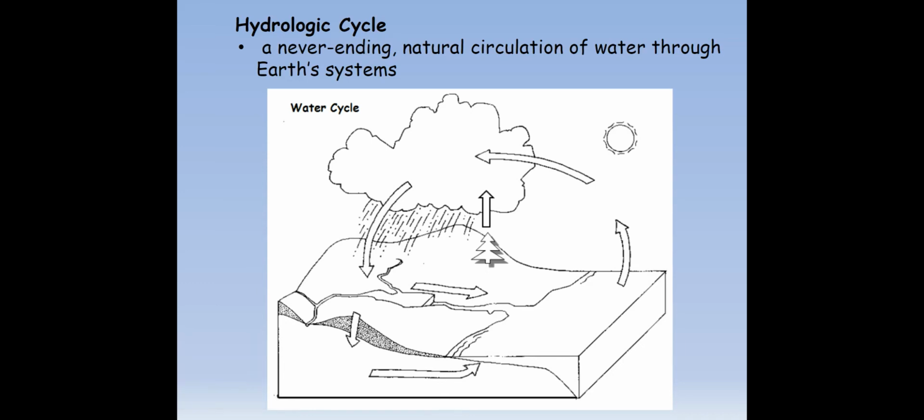The first thing we're going to talk about is the water cycle. And this is something that you should have learned about all the way back in elementary school. The water cycle is a pretty easy concept. It's a never-ending natural circulation of water through our systems.